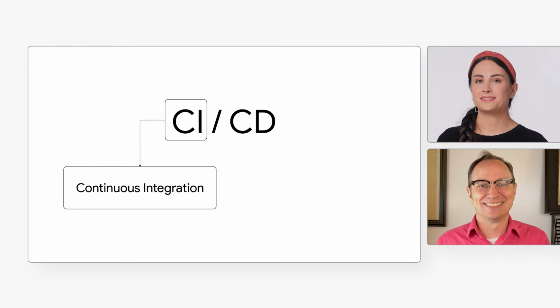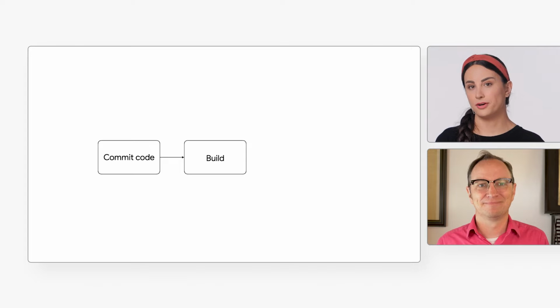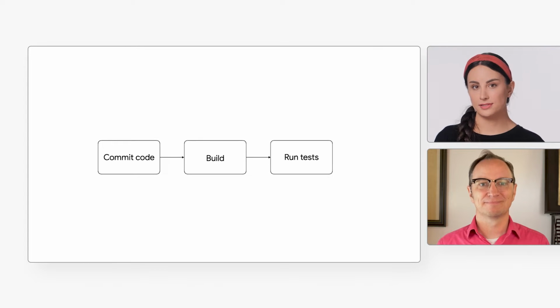So CI means that whenever developers commit code to source control, an automatic build is triggered, followed by automatic test suites. So for example, a developer might accidentally check in code that prevents the software from being built. And if that happens, we want to know right away. That way we can fix it quickly and avoid wasting other developers' time with an untestable system.